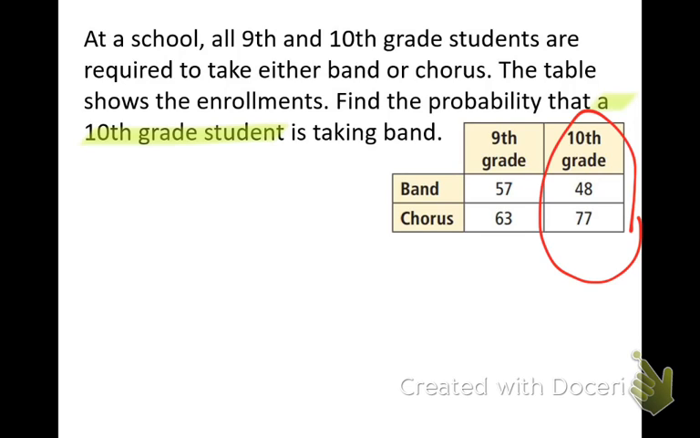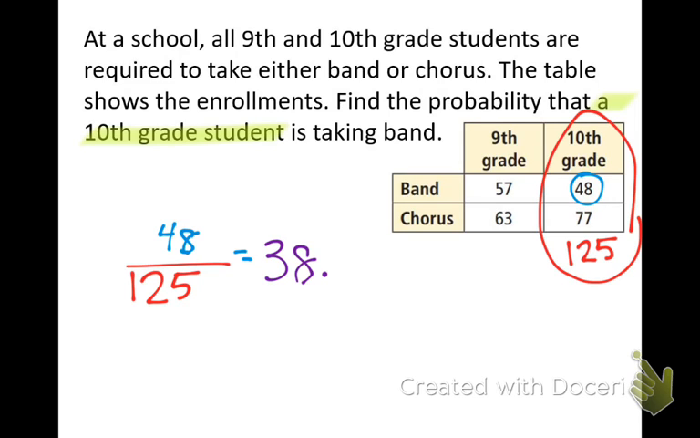How many total 10th graders are there? 125 total. So that's total 10th graders. All I want are how many 10th graders are taking band. 48. So what's 48 divided by 125? 38.4%. Perfect. This leads us to the next one, 12.3.